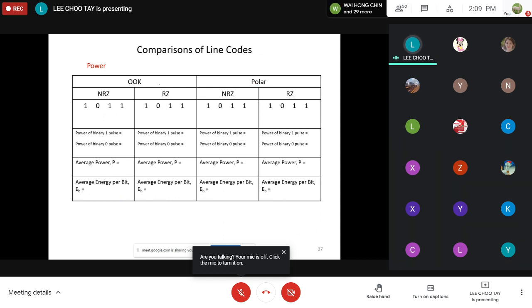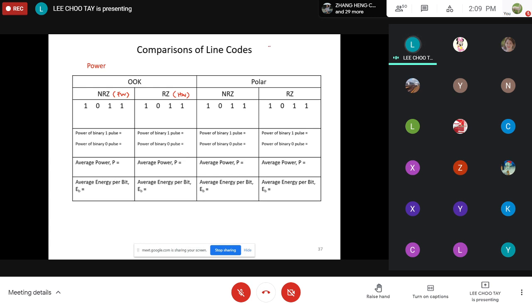So now I want to compare two types of line code. One is the on-off keying, which is OOK, and the other one is the polar line code. Then under each type of line code, we can use the non-return to zero format, or the return to zero format. If you use non-return to zero OOK, that means you're going to use a full width pulse, and return to zero means we're going to use half width.